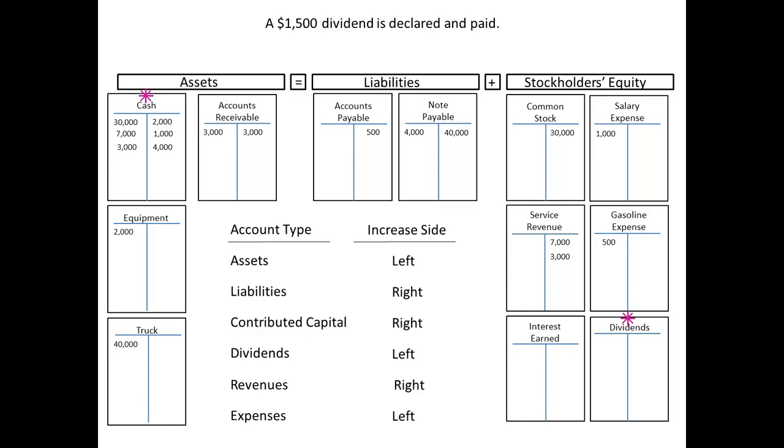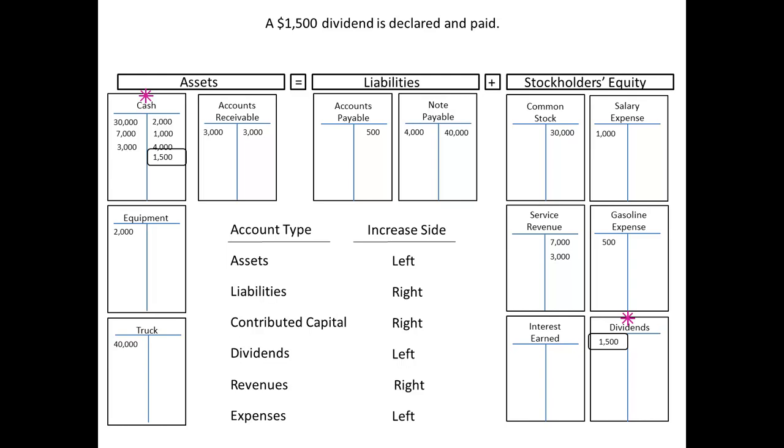Since cash decreased, we'll record the $1,500 on the opposite of the increased side, that is the right side of the cash page. Now for dividends, what type of account is it? Dividends. What's the increased side for a dividends account? Left. Did the transaction cause dividends to increase or decrease? Increase. Remember that dividend accounts behave very much like expense accounts do, so generally increase. Since dividends increased, we'll record the $1,500 on the increased side, that is the left side of the dividends account.